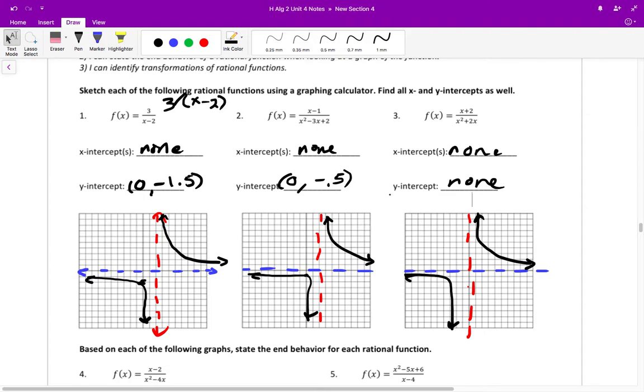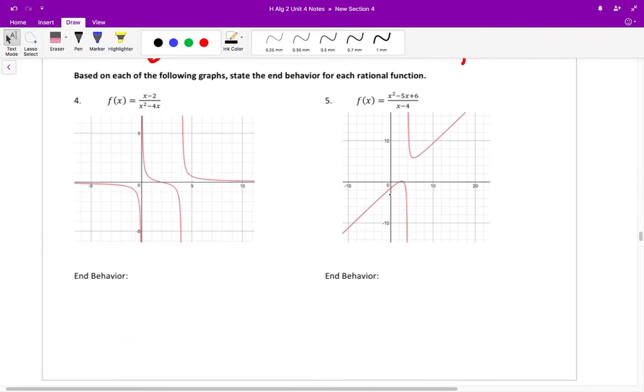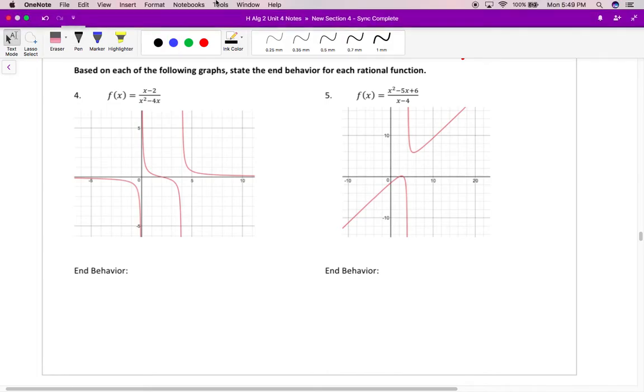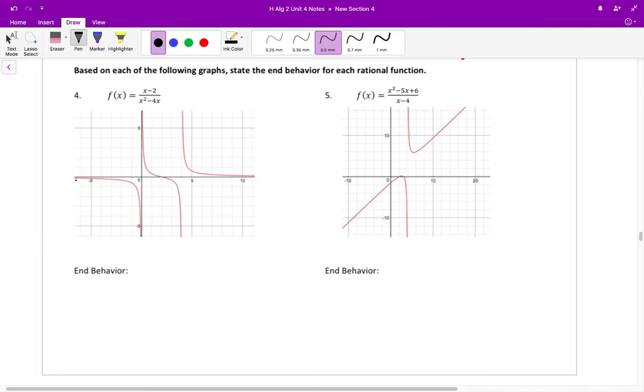All right. So now for these next two examples, it says based on each of the following graphs, state the end behavior for each rational function. Remember, end behavior only concerns itself with the ends of the graph. So as you look at these, the only things you should be looking at would be this piece right here and this piece right here of number 4. Or on number 5 would be this piece right here and this piece right here.